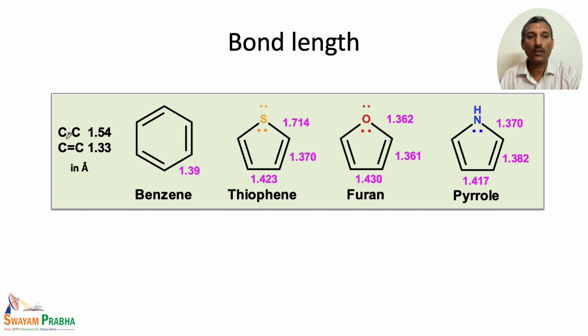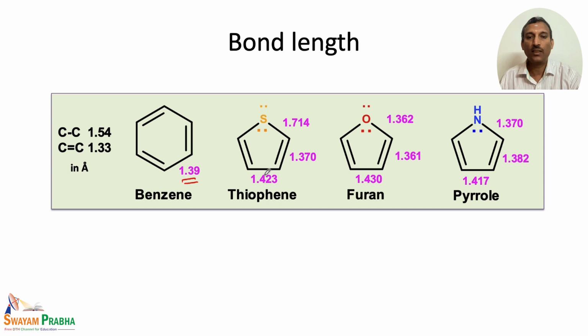Generally, the CC single bond is 1.54 angstrom, whereas the CC double bond is 1.33 angstrom. Because of the resonance, we have an in-between bond length. That means it is neither a single bond nor a double bond. So 1.39 angstrom is the carbon-carbon bond length in the case of benzene, whereas in the case of thiophene, furan and pyrrole, we have different bond lengths due to the different nature of the bond.